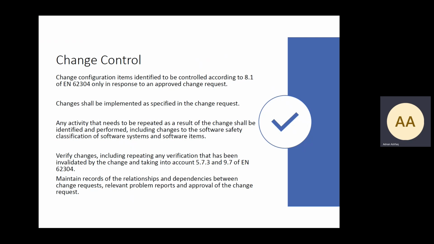And just also to point out, the change request, whether you should fill this out as a form, should be part of your quality management system of ISO 13485. And then verify the changes, including repeating any verification that has been invalidated by the change and taking into account 5.7.3 and 9.7 of the standard. Maintain records of relationships and dependencies between change requests, relevant problem reports, and approval of the change request.